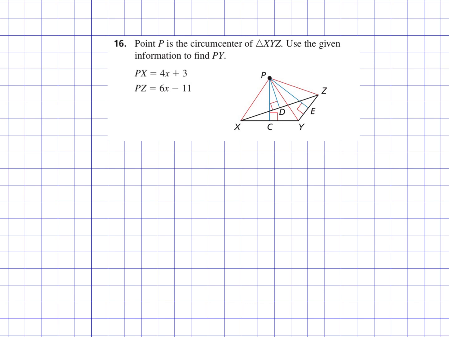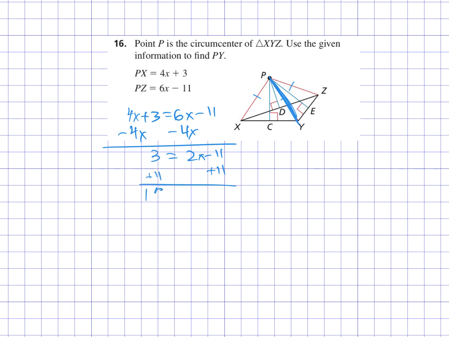16. Circumcenter again. Those are all the same length, so PX and PZ are the same. We'll have to find PY, that length there. So set them equal. 4x plus 3 is equal to 6x minus 11. And you get 3 equals 2x minus 11. Add 11. 14 is equal to 2x. Divide off the 2. X is equal to 7. So just pick one of those expressions. 4x plus 3. 28 plus 3 is 31.